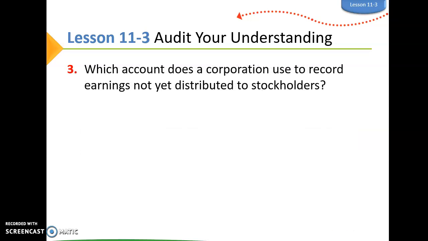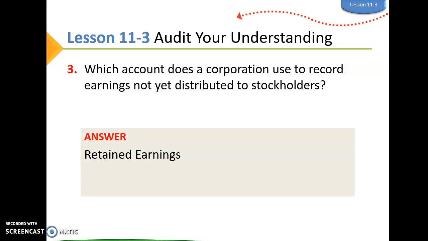Which account does a corporation use to record earnings not yet distributed to stockholders? So remember we talked about the difference of two things: retained earnings and dividends. Okay? So this one is retained earnings because we haven't paid it out yet, and it's just the amount earned by a corporation and not yet distributed.